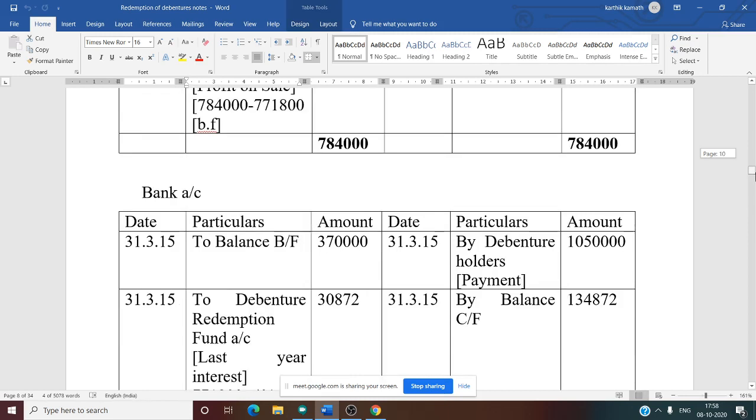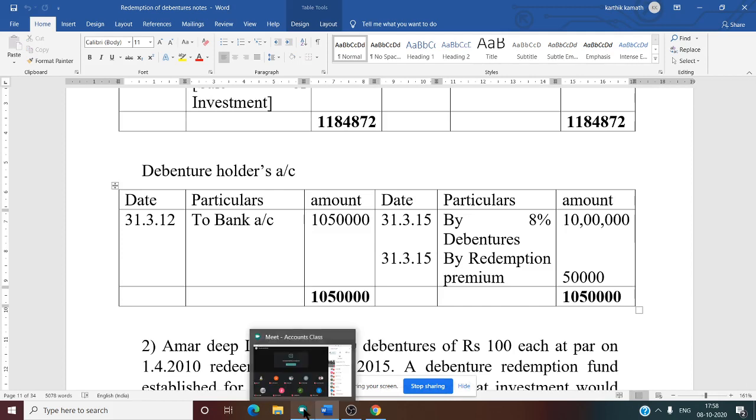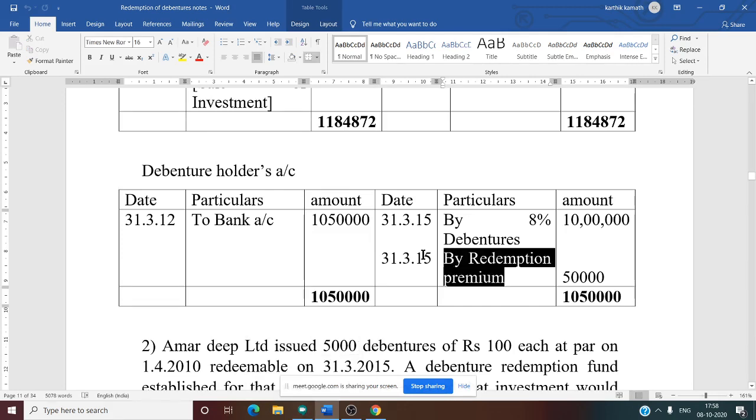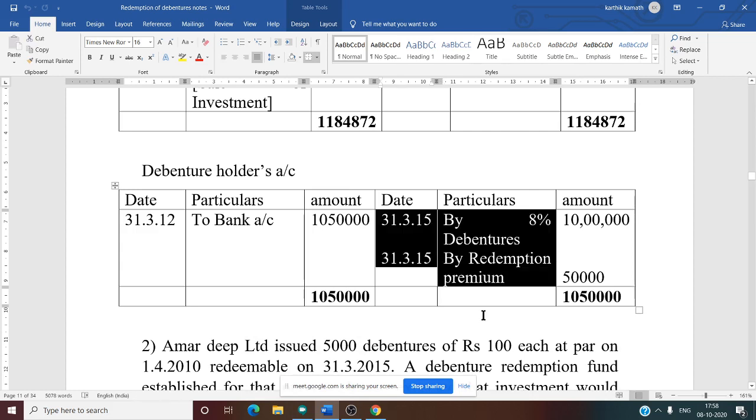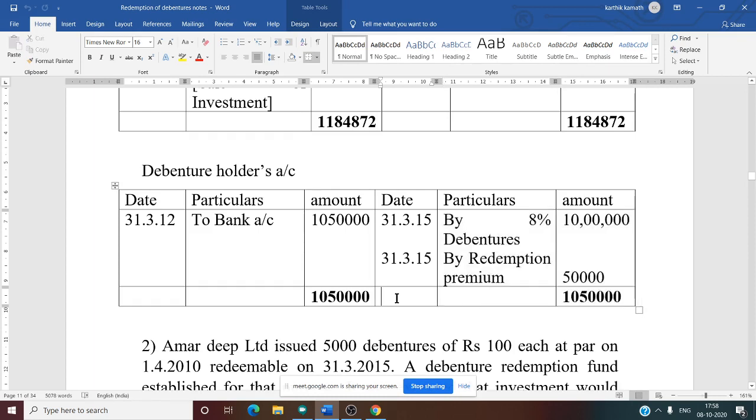See this simple entry, by 8% debenture, that is due, 10 lakh. Then one more thing is due. What is to be given to the debenture holder? Debenture plus premium. So by redemption premium account. How did we get 50,000? 10 lakh into 5%, premium is 5%, so 50,000. So the total is 10 lakh 50,000 on the credit side. This side also 10 lakh 50,000.